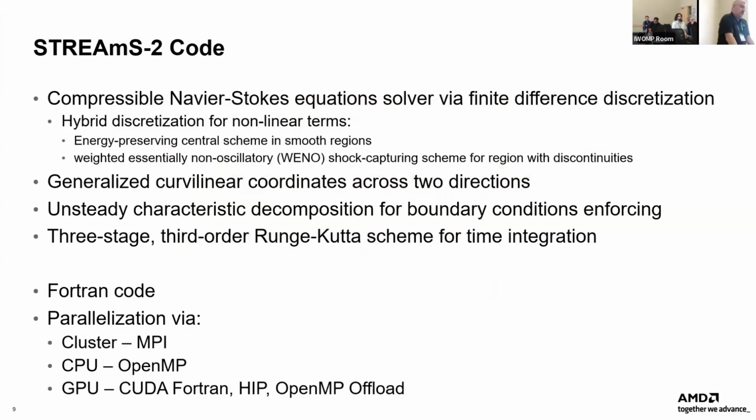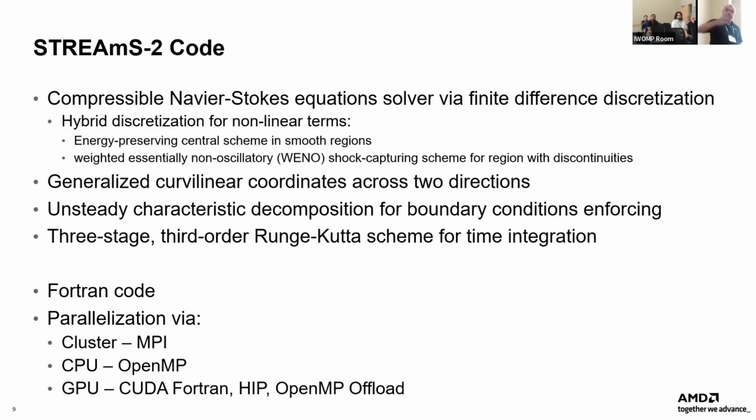So the streams code, it's compressible Navier-Stokes equations. So basically it has two basic modes. It's a CFD code, right? But it can be used to simulate flows that have discontinuities. That means where there's some sort of shockwave traveling through your fluid, especially when you simulate something like high Mach numbers, or a sonic shock. This is where you need this special treatment.